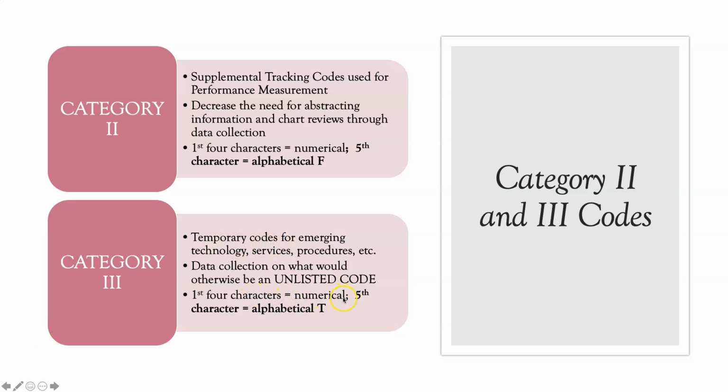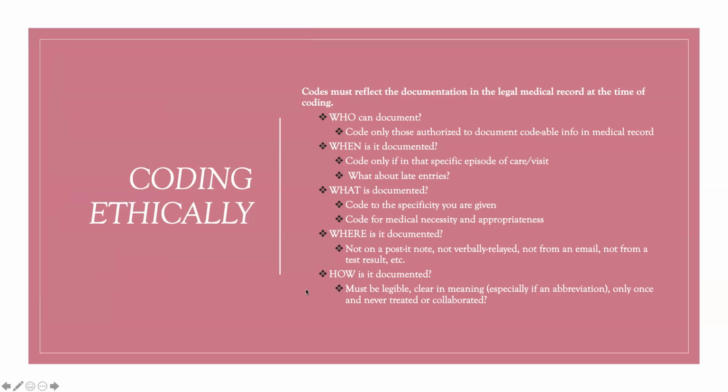And in this case, they're numerical as well. The first four are numerical digits. The last one is a T. So if you see four numbers and an F, it's Category 2 performance measurement. If you see four numbers and the letter T, that's going to tell you it's a temporary code and they're doing data collection as well, on what would otherwise be an unlisted code. It's something new, something that they're tracking. So you just need to be aware of those.